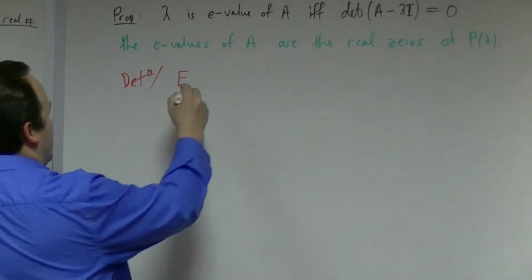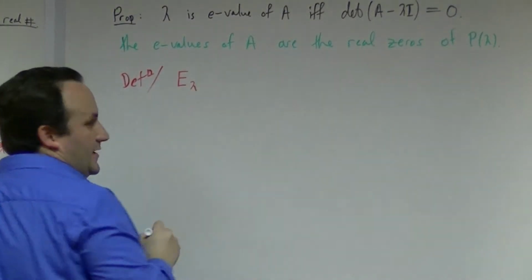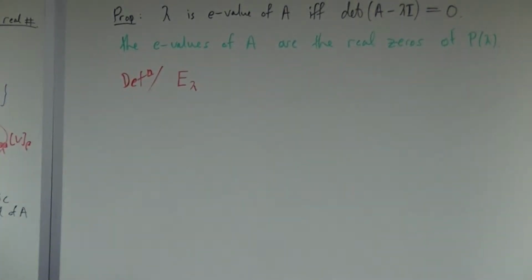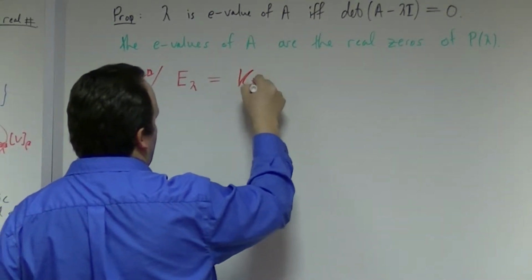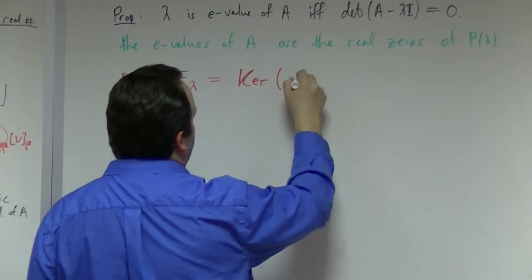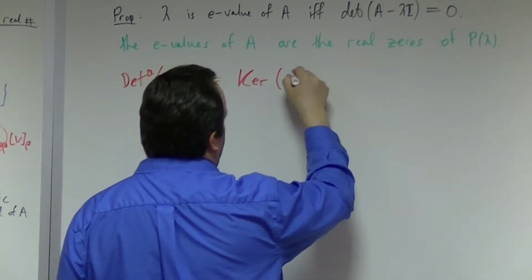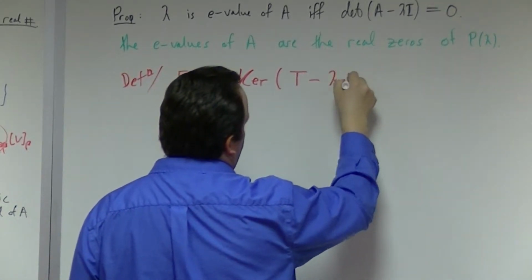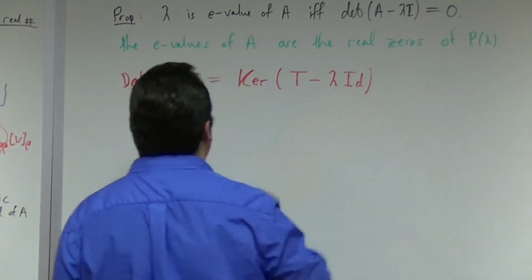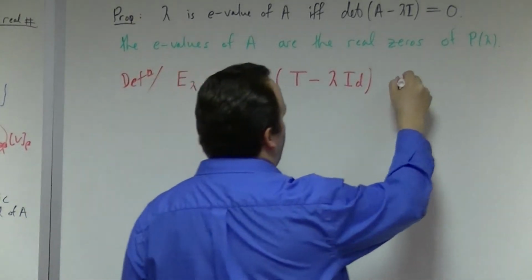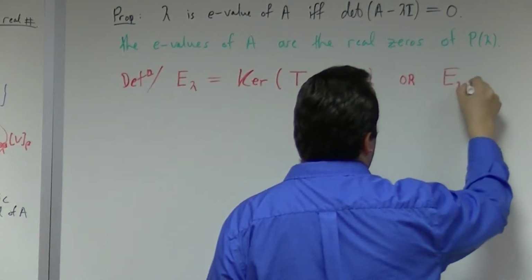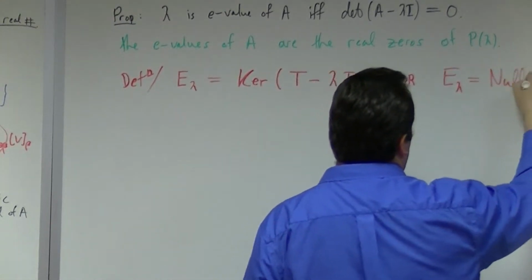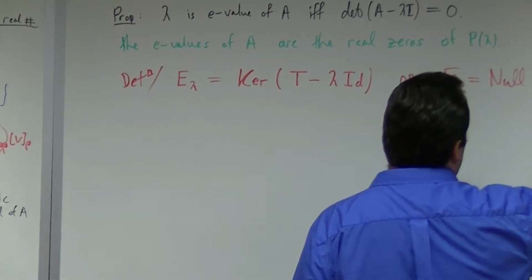So they use this notation, E lambda, the eigenspace associated with eigenvalue lambda for a given matrix. It's really just this. It's the kernel of lambda times identity if we're working with linear transformations, or in the more concrete case, we use E lambda as the null space of A minus lambda I.